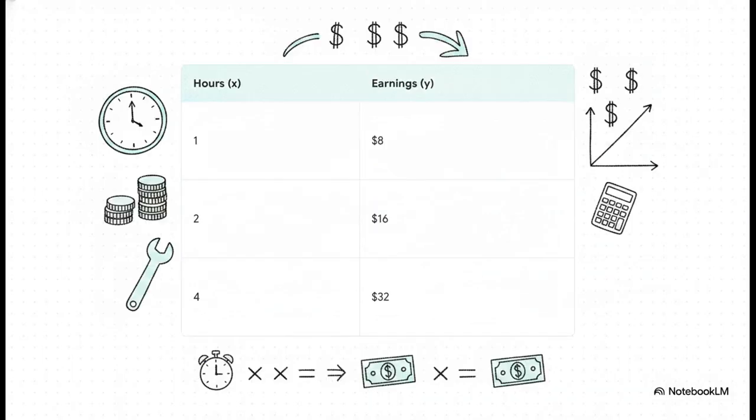Okay, so to make sense of this, let's build a simple input-output table. For our input, we have our X value representing hours worked, and for our output, we have our Y value representing earnings in dollars. It's super straightforward.